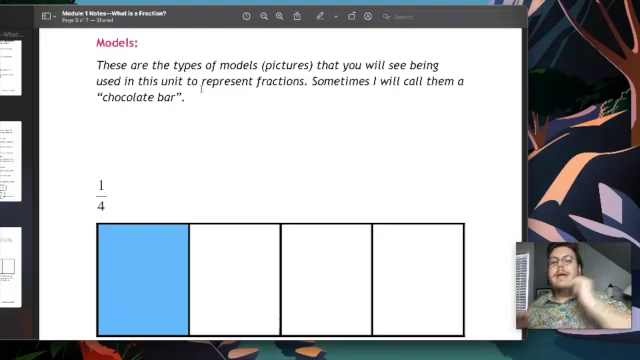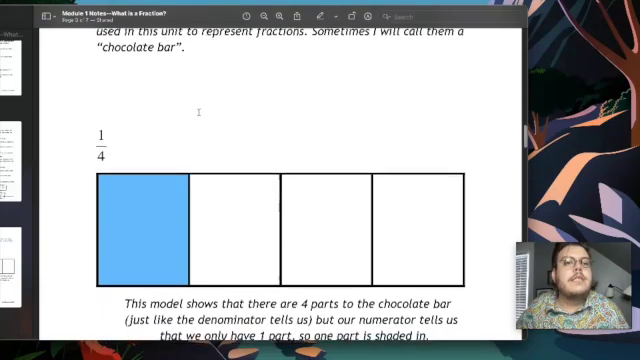Sometimes I will call them a chocolate bar. Most of the time I will call them a chocolate bar because who doesn't love a good chocolate bar? If you don't like chocolate bars, leave a comment, okay? And we'll talk, because obviously either you haven't had good chocolate or we need to get you to a doctor.